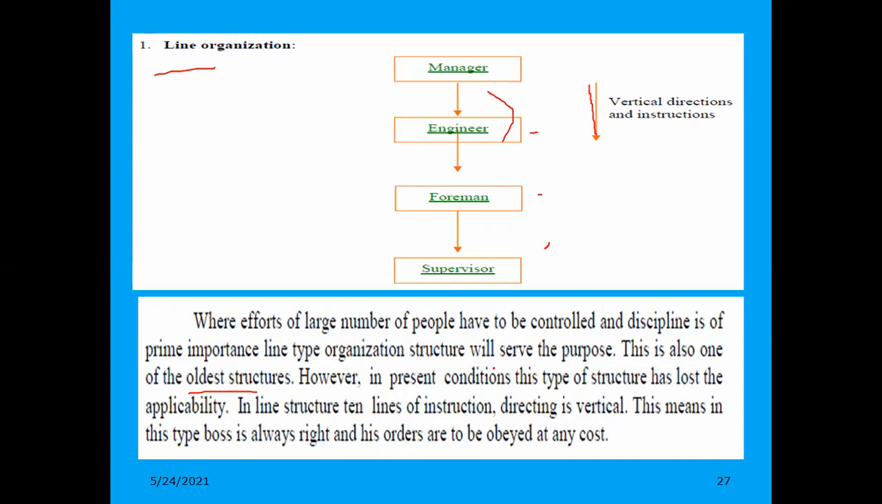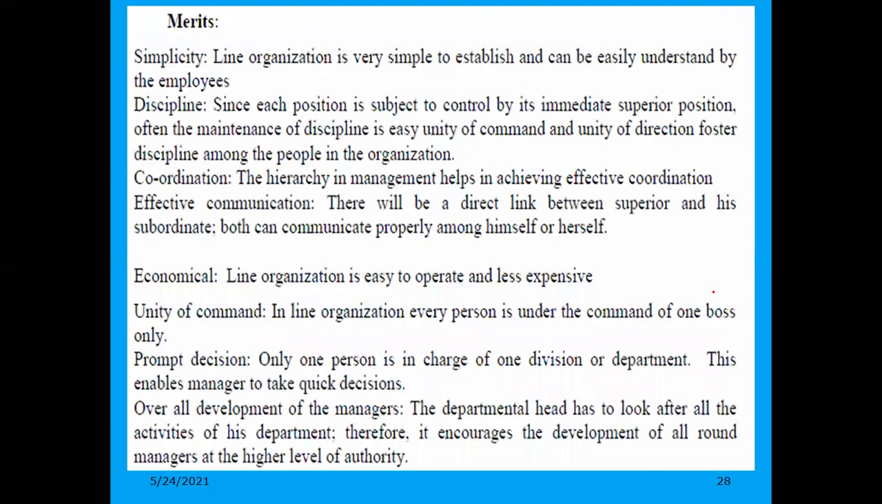All right, next. Understood కదా? Next, coming to the merits of line organization.